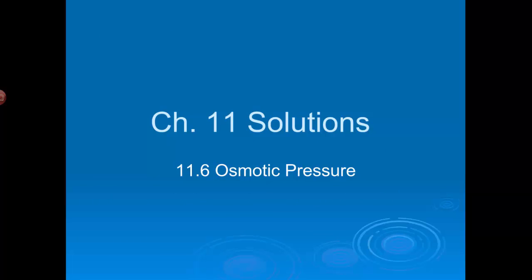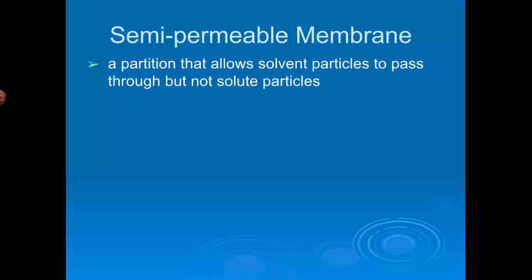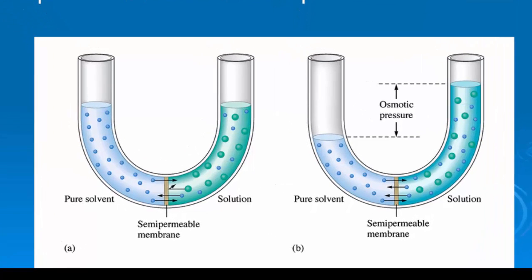One of the other properties of solutions is something called osmotic pressure. In order for osmotic pressure to be measured, you need something called a semi-permeable membrane. A semi-permeable membrane is a partition that allows solvent particles to pass through, but not solute particles. It's usually based on size. You can use it to separate out a solution from the solvent. Here are some examples of how this works.